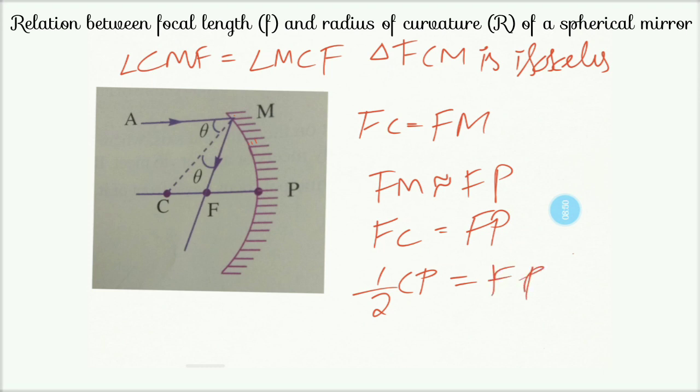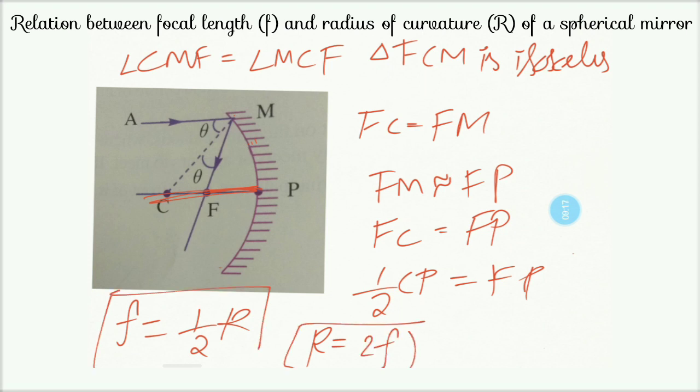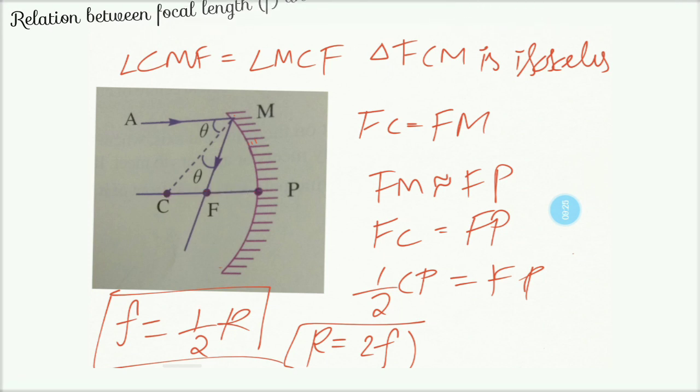Now here something we have to observe. FP is nothing but focal length, right? So focal length F is equal to half of CP, and what is CP? Here CP is the radius of curvature. So focal length is half of radius of curvature. If you send this half to the LHS, R is equal to 2F. So these are the two conclusions: focal length is half of radius of curvature. This is the relationship between them, and we have shown the detailed explanation also.